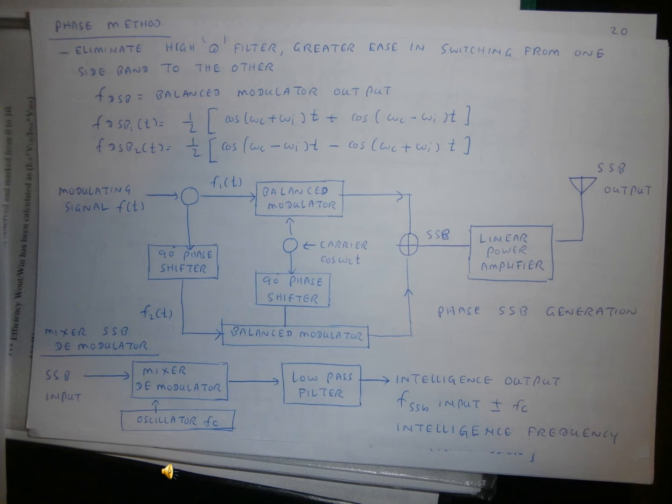Now the single sideband demodulator: the single sideband input goes to the mixer demodulator, where it is combined with the oscillator carrier frequency. The output then goes to the low pass filter, which gives the intelligence output, the single sideband frequency input minus fc, as the intelligence frequency.